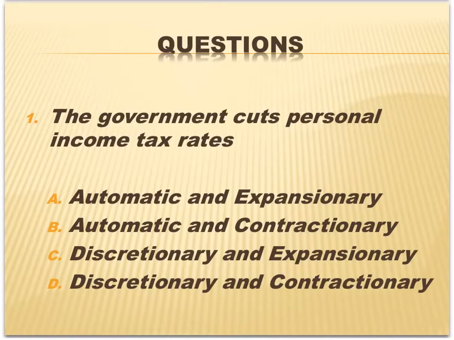Okay, let's walk through some examples. Let's say the government cuts personal income tax rates. What is that? Well, they cut the rates. They changed the rates, so it has to be one of these two. Congress would have to vote on that. If they're cutting rates, they're putting money in or leaving money in the economy. That is therefore discretionary and expansionary.